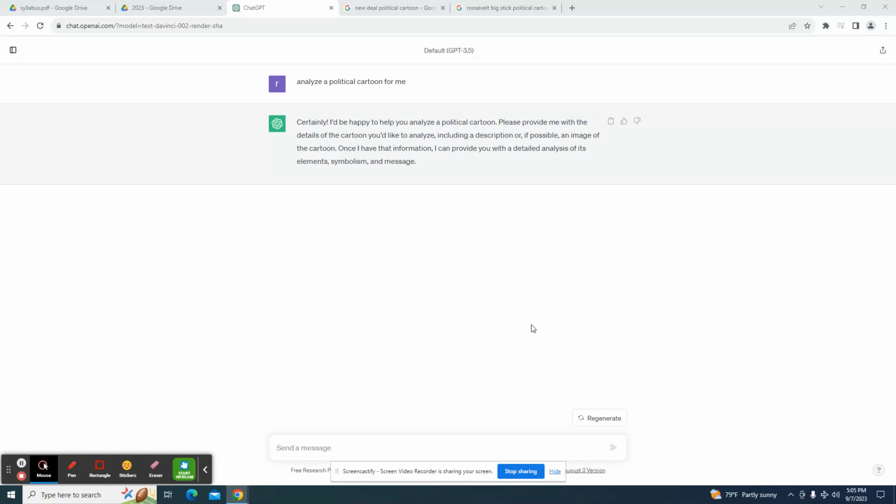Here's how you can use ChatGPT and AI to analyze historic political cartoons. Remember, there is a difference between cheating and utilizing AI as a tool.